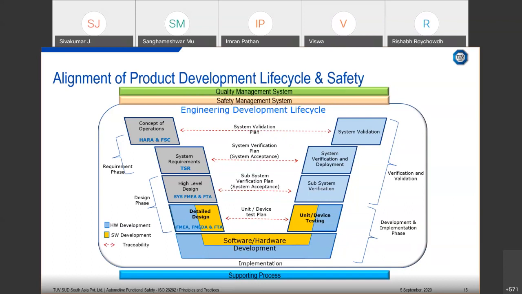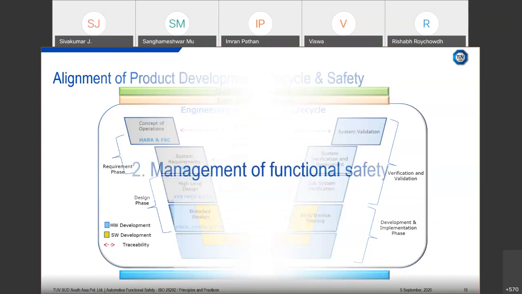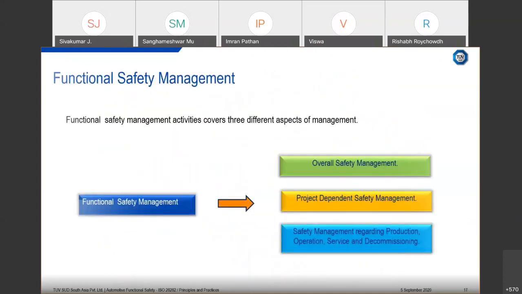So I don't want to discuss much about the vocabulary related things. So straight away I will start with part two, safety management. Functional safety management covers three different aspects of management. One is organizational level safety management, then project dependent safety management, and then the safety management regarding the production, operation, service, decommissioning aspects.